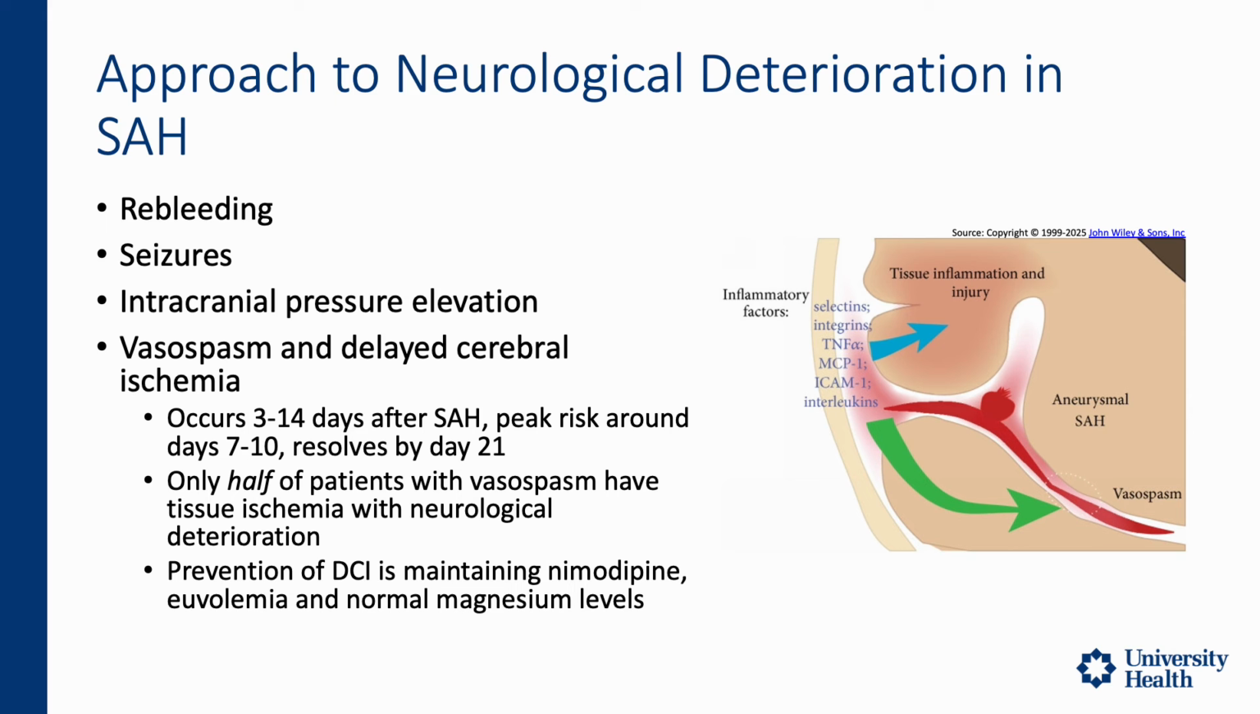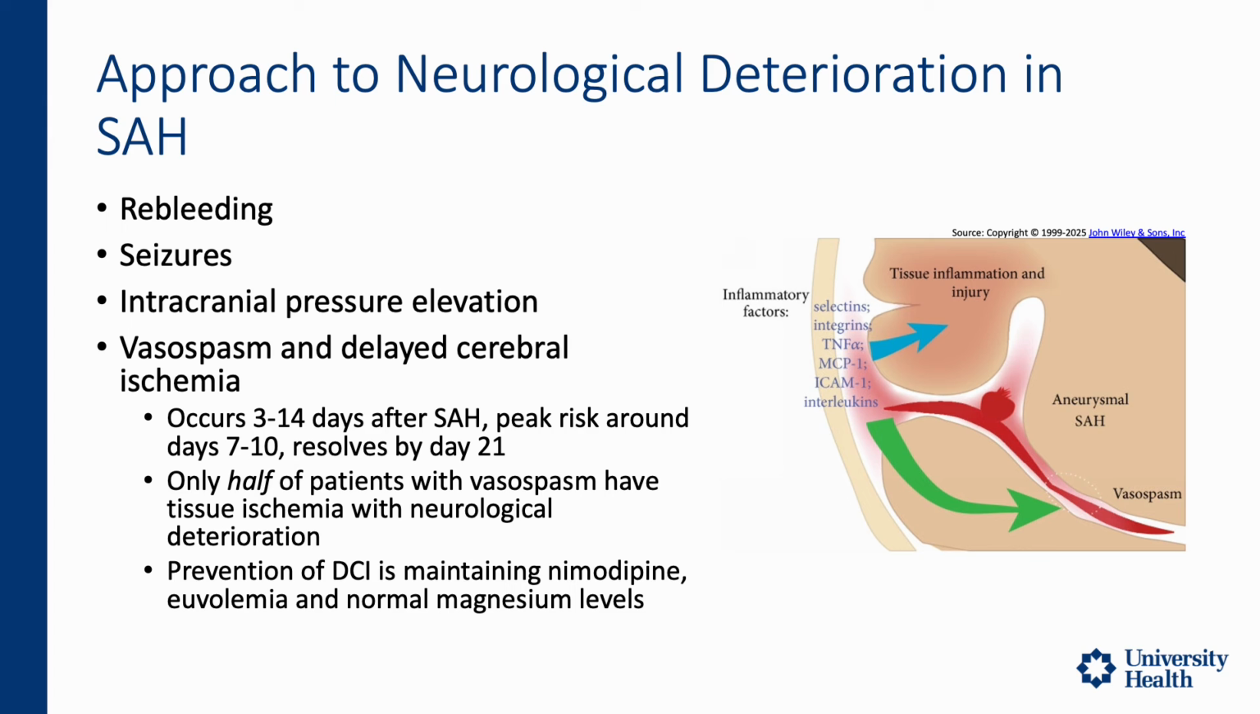And usually their vasospasm risk resolves by day 21. So sometimes these patients are going to stay in the ICU for a total of like 21 days. So they can stay in the ICU for a pretty long time. And the risk for vasospasm is that these patients can develop delayed cerebral ischemia. And only half of patients with vasospasm have tissue ischemia with neurological deterioration.